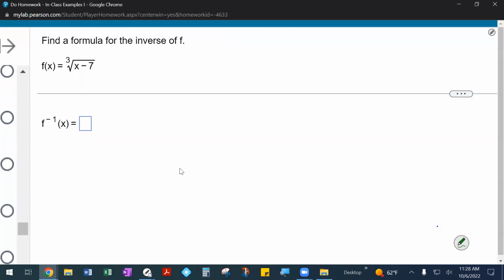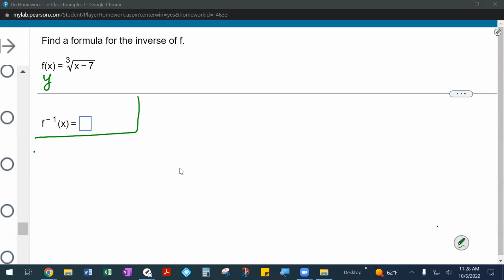So again, obviously replace your f of x with y. So that will end up giving us y equals cube root of x minus 7. So exact same process we did, just with different examples. Replace your x and y. So interchange those. So x comes outside. Y will go on the inside.